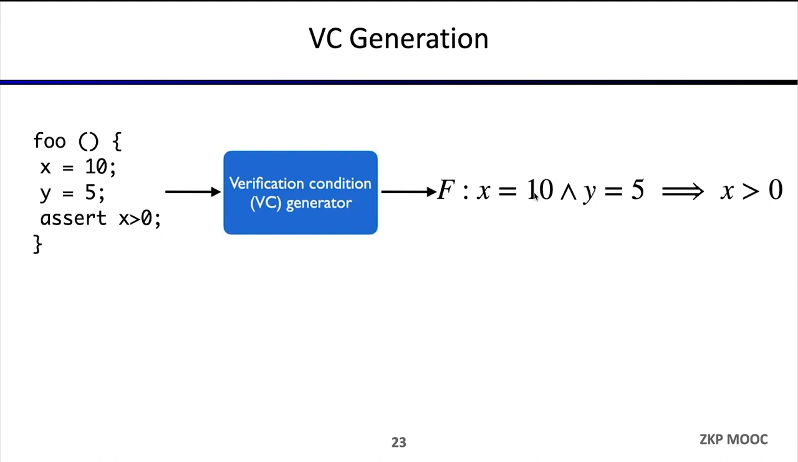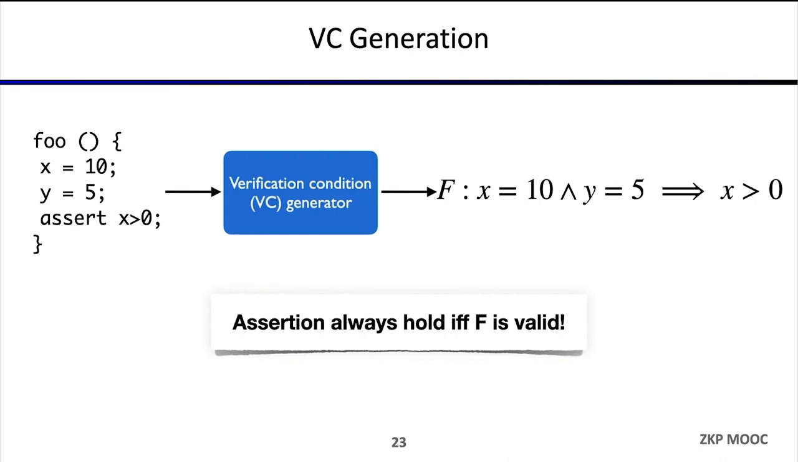Basically what this formula is saying is that if x is equal to 10 and y is equal to 5, then it implies that x is greater than 0. Now, in order to formally verify that this assertion is always true, the formal verifier is going to reduce the problem to checking whether this formula is actually valid. Valid in the sense that no matter how you execute this program, the formula should always be true. In this case, we know that the assertion always holds if and only if the formula f is valid.